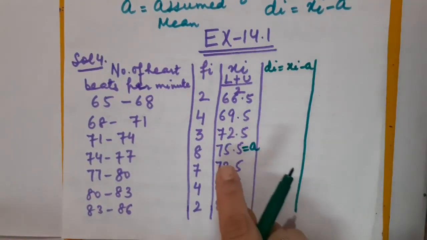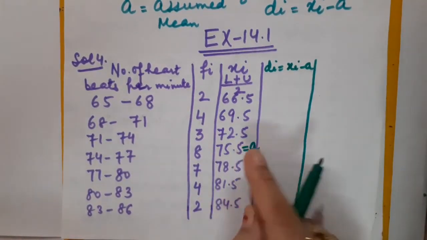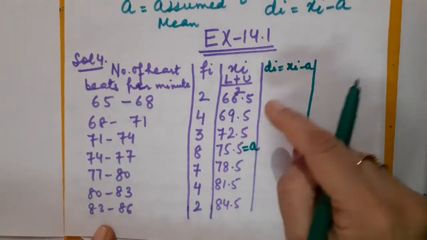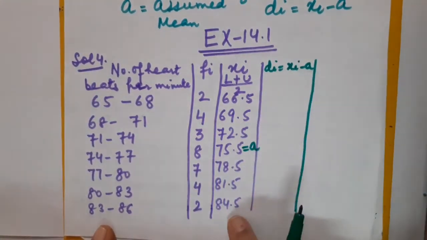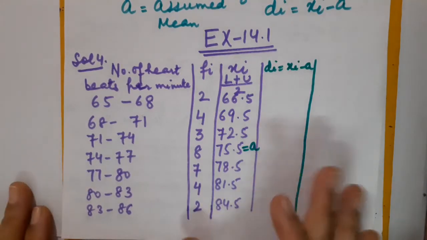Children, I repeat, it is not essential that you have to pick the middle value. You could take 72.5 also, 66.5 also, 84.5 also. That depends on you. Okay.